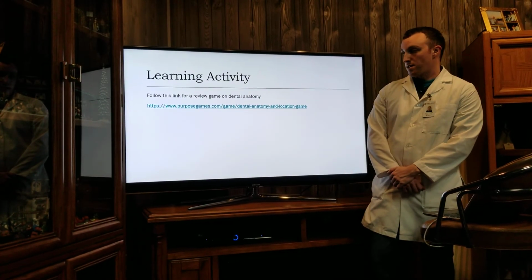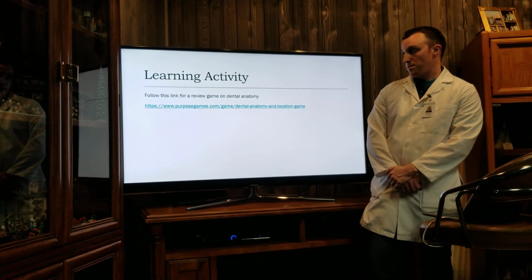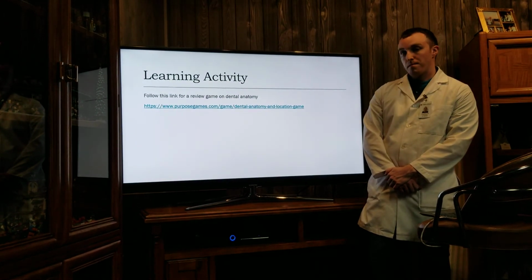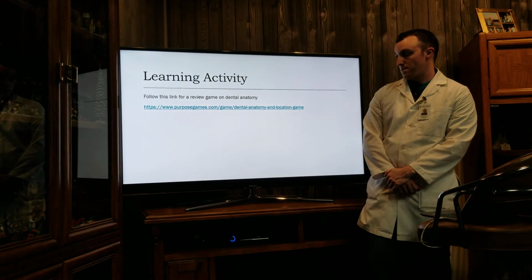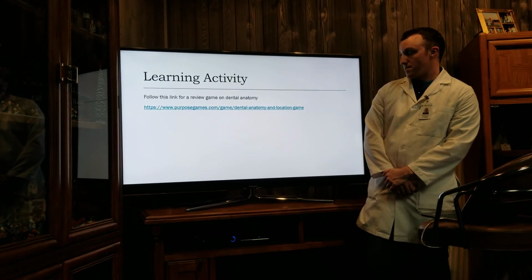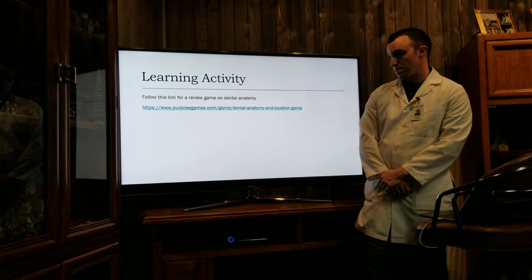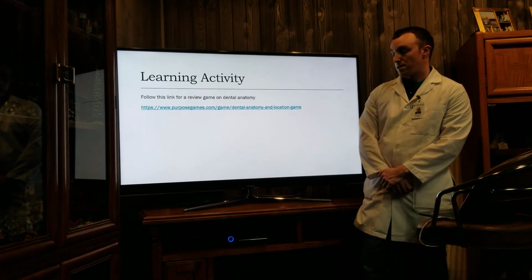So for the learning activity, I'll put this on the post, so follow the link. Just a dental anatomy game. It's been a while probably since we've reviewed any dental anatomy, so this is actually a fun little game that helps you with dental anatomy, the different teeth and everything, parts of the teeth.